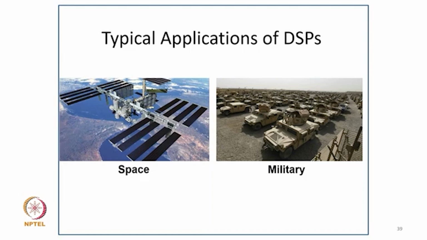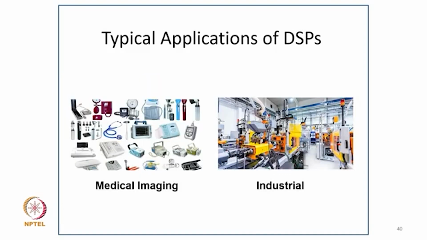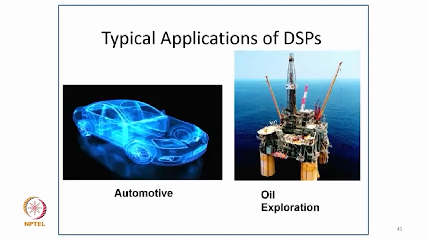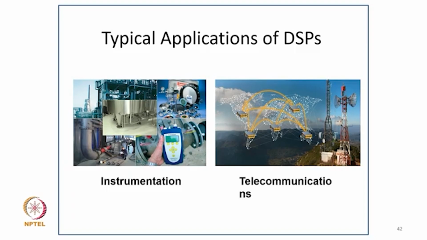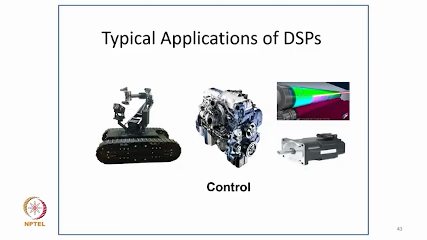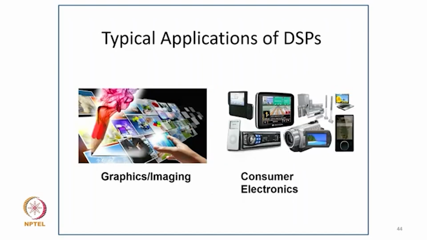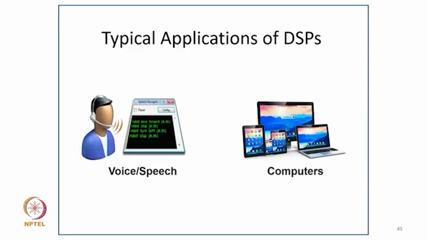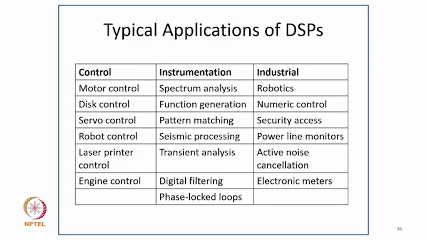And typical applications of DSP are in space applications like satellites, and then military applications such as military tanks and many others. Then medical imaging and industrial applications, then automotive, then oil exploration, then instrumentation, telecommunication, then control of different kinds of devices, then graphics and imaging, then consumer electronics, then video, voice and speech, and computers. And typical applications of DSP, of course, in control are motor control, disk control, servo control, robot control, laser printer control, and engine control.